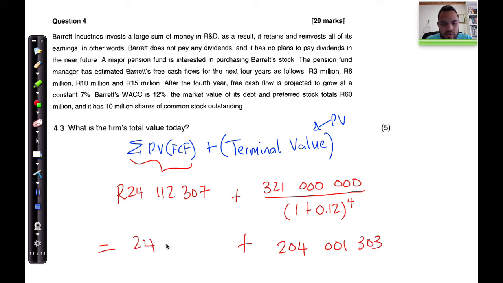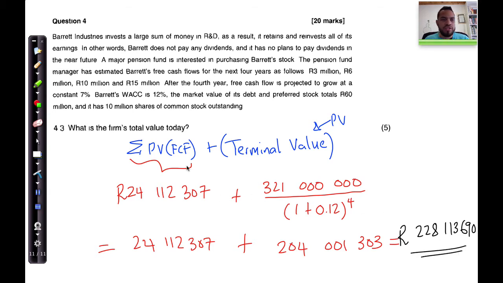And this is 24,112,307. Let's add the two, and then we get our value of the operations today. It's going to be 24,112,387. Then the total value of the firm today is the following: 228,113,690. Okay, and there we go.